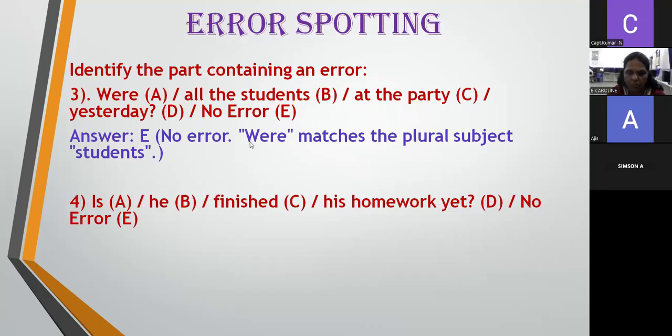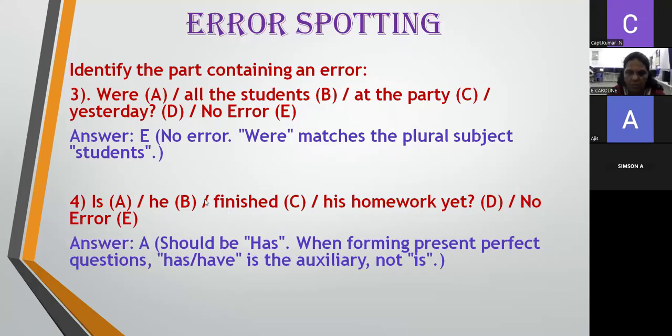Is he finished his homework? See here, the verb phrase is split into two, is and finished. The subject is third person singular, he. Is finished, that's not possible actually. The verb should have has. The verb should not be is, it must be has. Has finished tells present perfect tense. So as the subject is he, the verb should be has finished. Has he finished his homework yet?